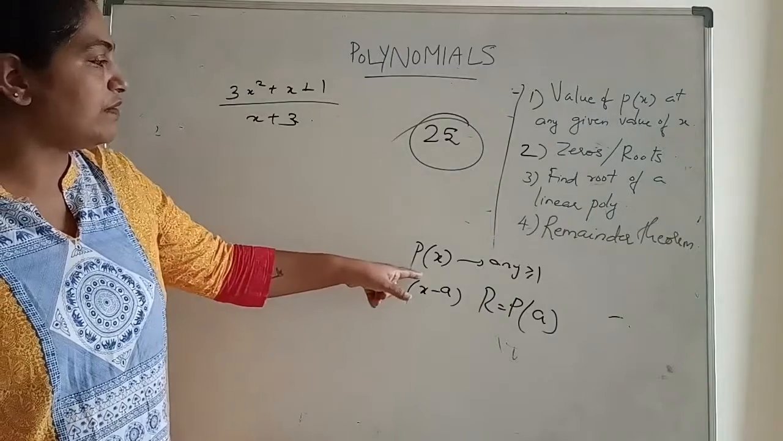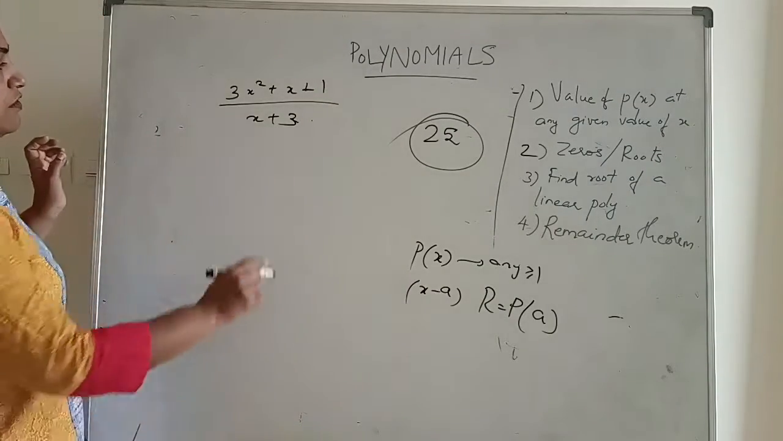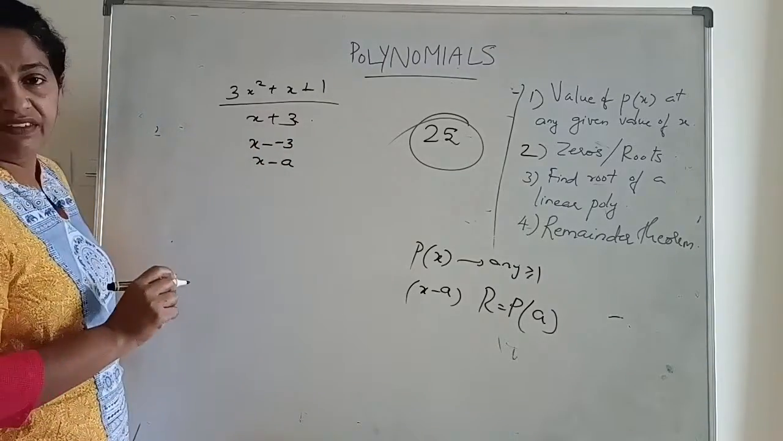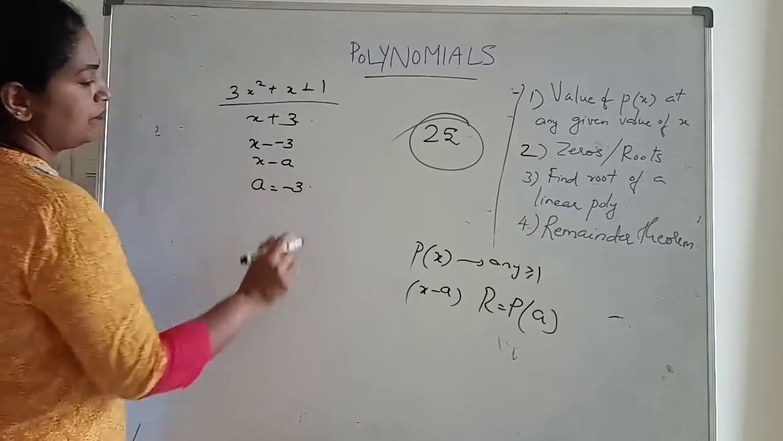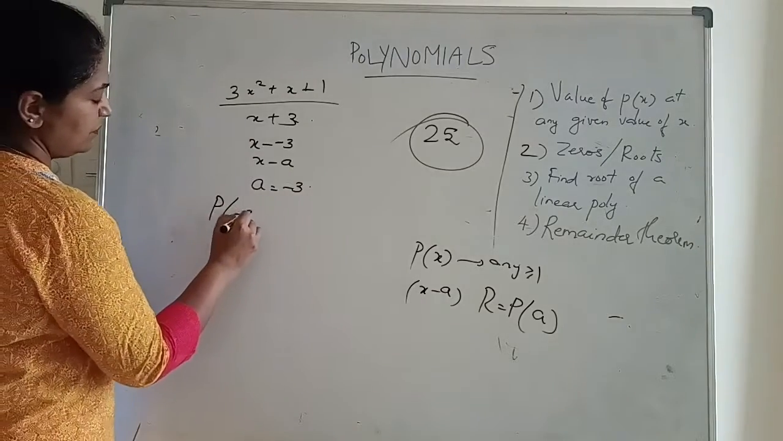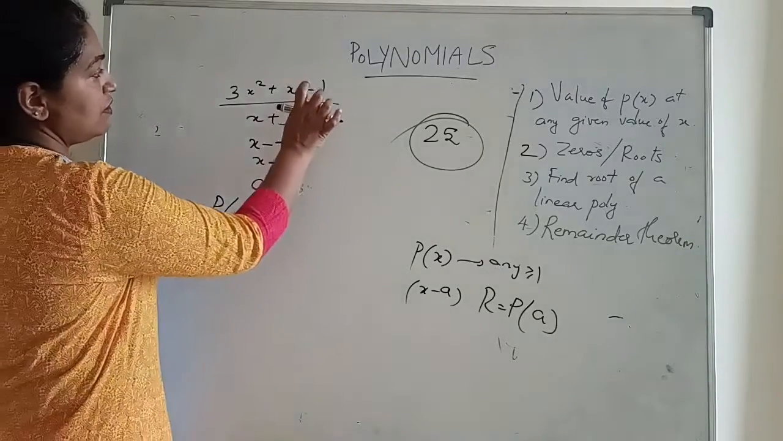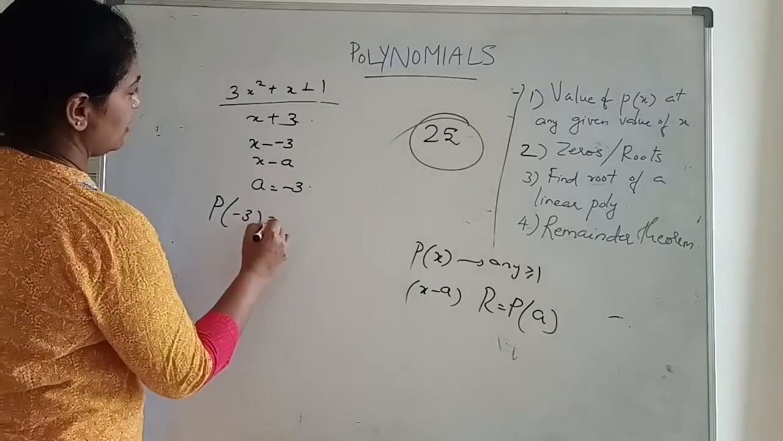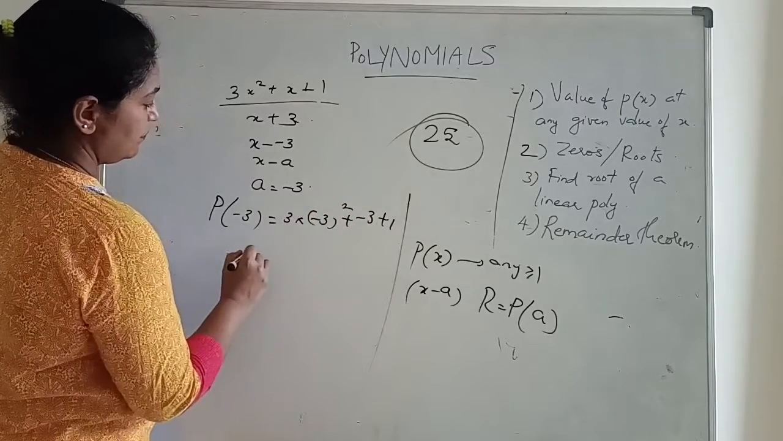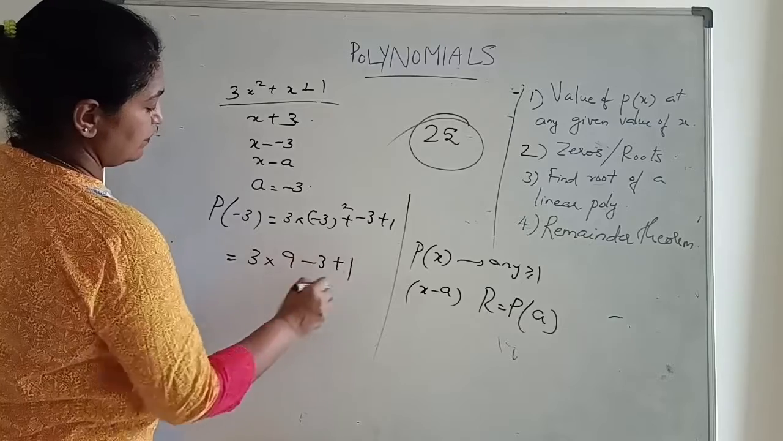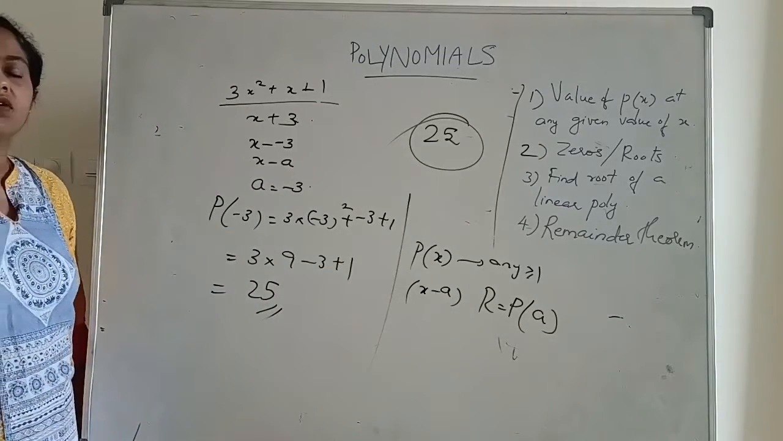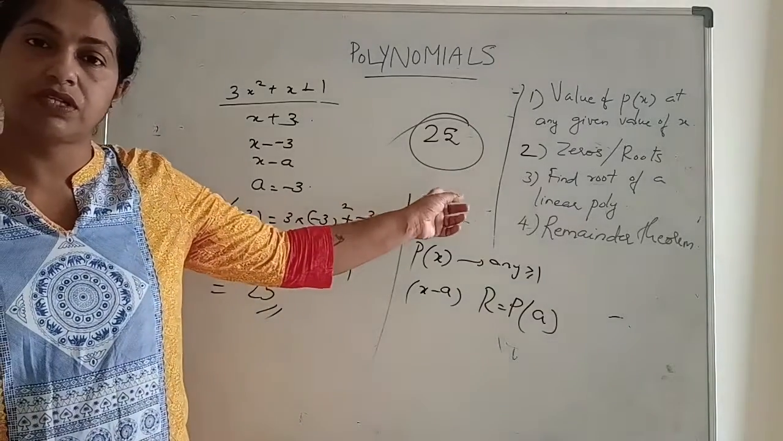Now they say that p(x) is divided by x minus a. So what is x minus a here? What is the value of a? If I am dividing, they say that my remainder will be p of a. They are basically asking you to find the value of this polynomial when x is equal to minus 3. I have gotten back the original remainder that I got when I did long division.